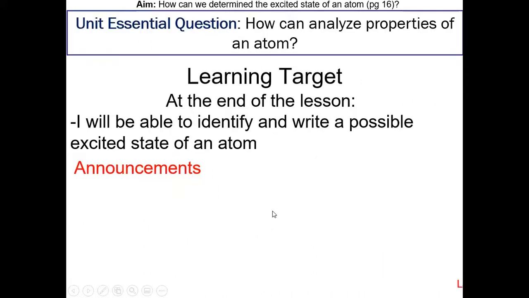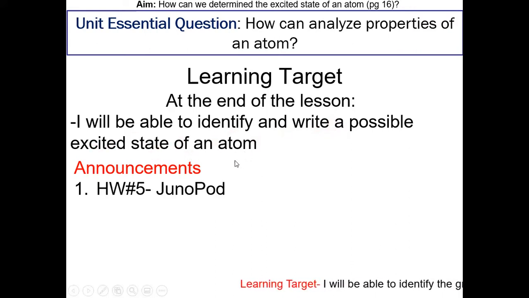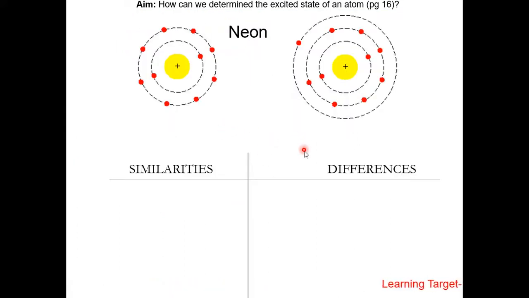Okay, so let's read the learning target first. At the end of the lesson, I will be able to identify and write a possible excited state of an atom. So for announcements, homework number 5, which is a Junipod. So let's go over the motivation.